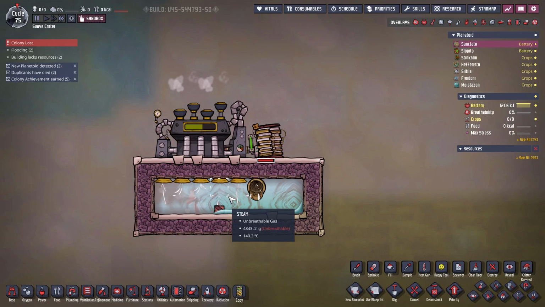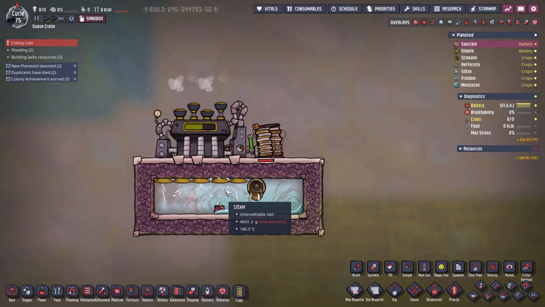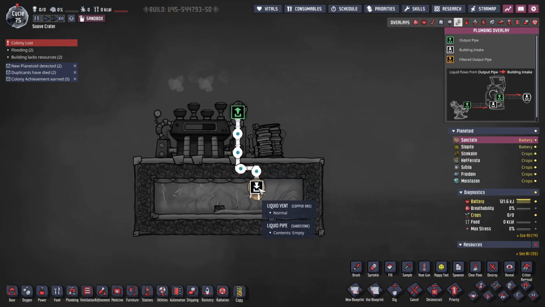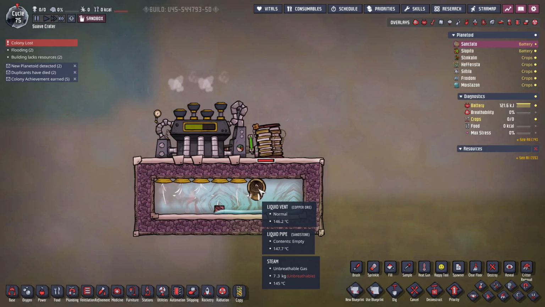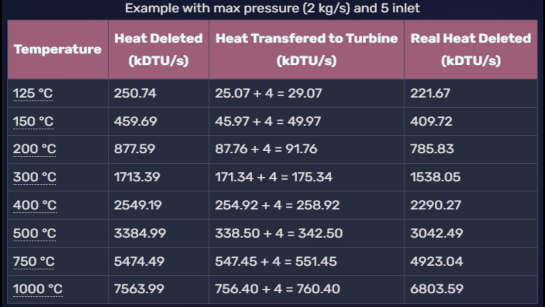decreasing in temperature. It's decreasing in temperature because the steam turbine is releasing water at 95 degrees, so it's consuming steam, and then it's releasing the equivalent in water, but only at 95 degrees. That water is being ejected here by that liquid vent, and it turns instantly into steam, but it cools down all the steam in that room little by little. As you can see from this array, the hotter the steam is, the more heat will be deleted by the steam turbine.